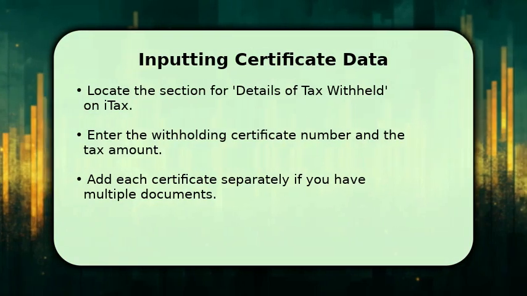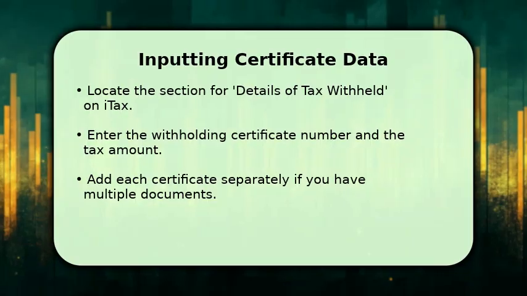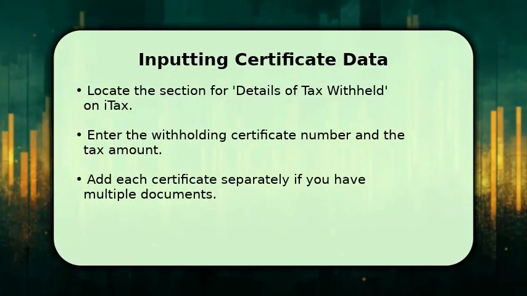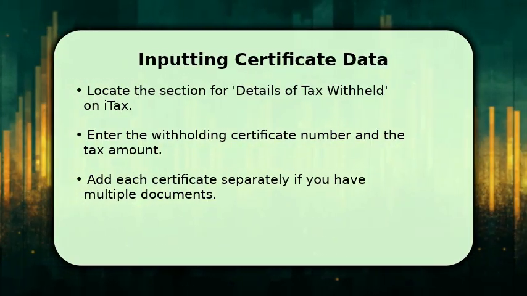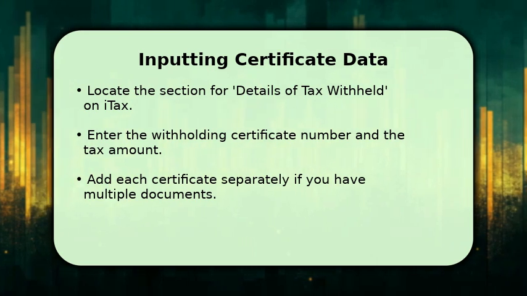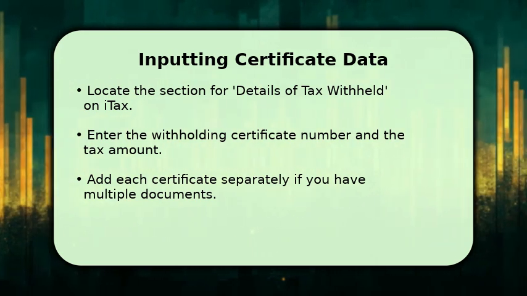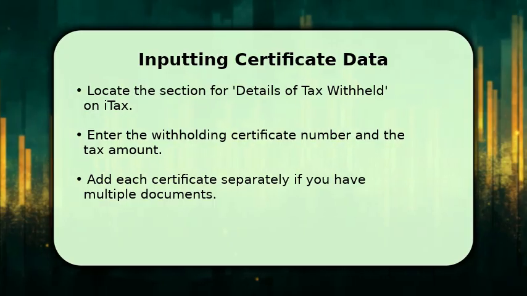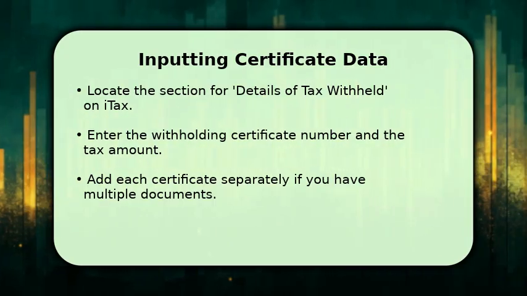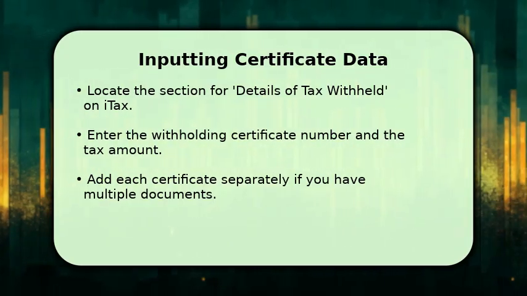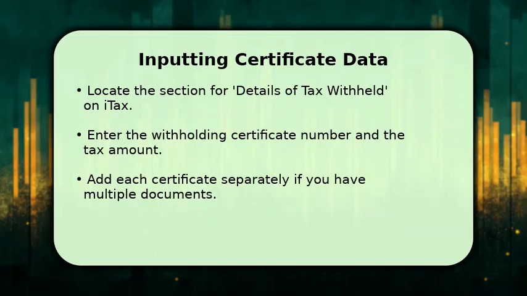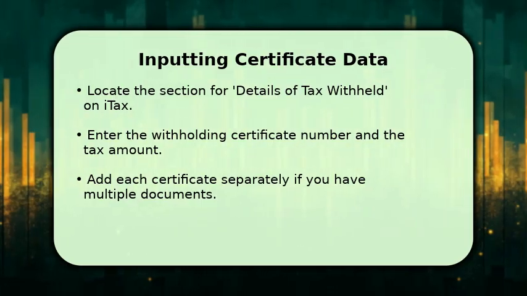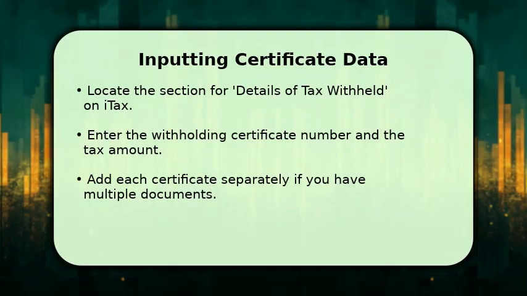Now, within the tax return form, find the section dedicated to details of tax withheld. Here, you will input the specific information from your withholding certificate. Carefully enter the certificate number and the exact amount of tax that was withheld. If you possess multiple withholding certificates, ensure you add each one individually to accurately reflect all your prepaid taxes.